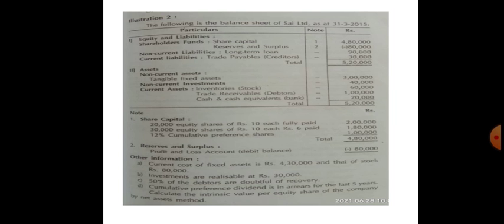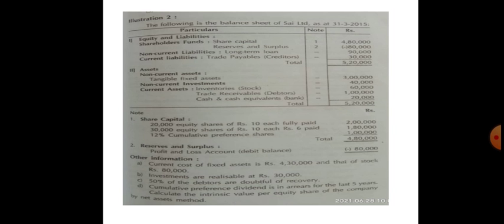Next, under non-current liabilities, the long-term loan is 90,000, and the current liability, trade payables, is rupees 30,000. The total is 5,20,000. Under assets, non-current assets, first is tangible fixed assets rupees 3 lakh, non-current investment rupees 40,000. Current assets: stock is 60,000, trade receivable means debtors is 1 lakh, and the bank is 20,000. The total is also 5,20,000.